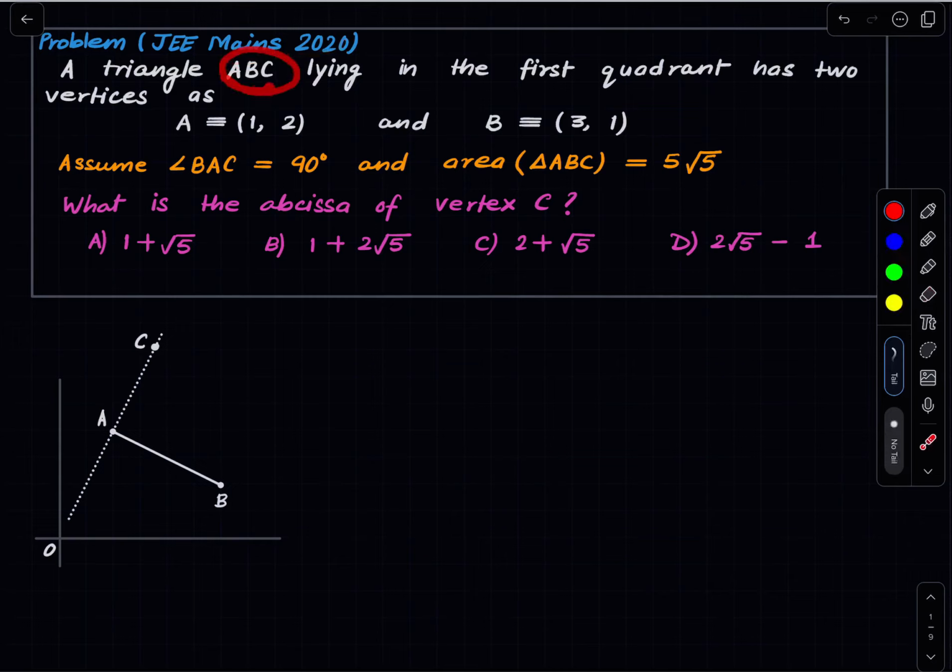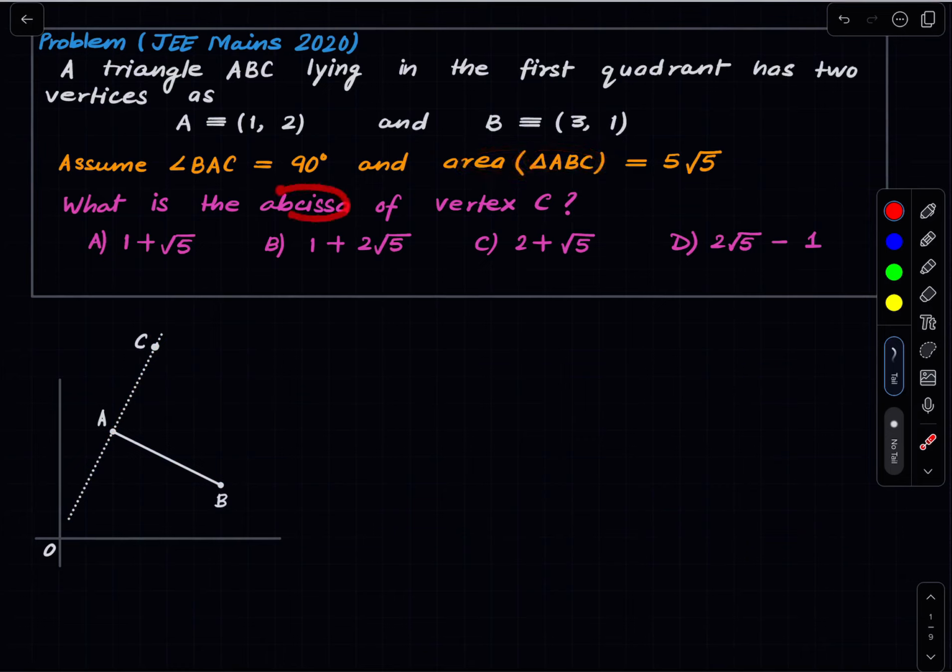We have a triangle ABC lying in the first quadrant. So all three vertices are in the first quadrant, and we are given the coordinates of two of them. The coordinates of A are (1, 2), and that of B are (3, 1). So I have drawn it. And we are also given that angle BAC is 90 degrees. So wherever vertex C is, this angle is 90 degrees. So either C is on this side or on that side. And we are also given that the area of triangle ABC is 5 root 5.